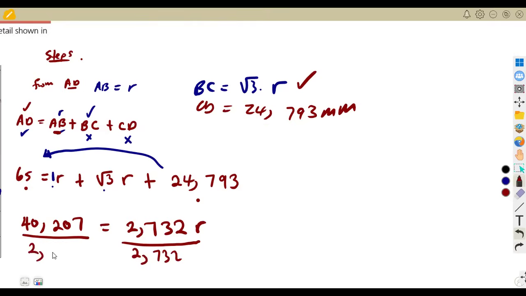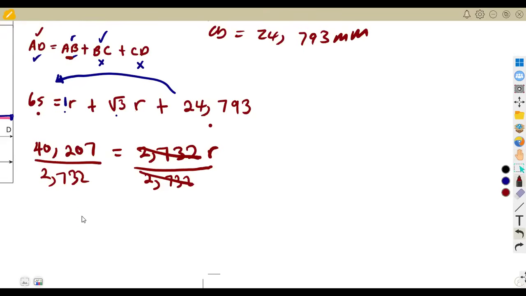We have our radius. Why are we focusing on the radius? Because that is where our diameter is going to be taken from. So with a radius of 14.717 millimeters, we can find our diameter.